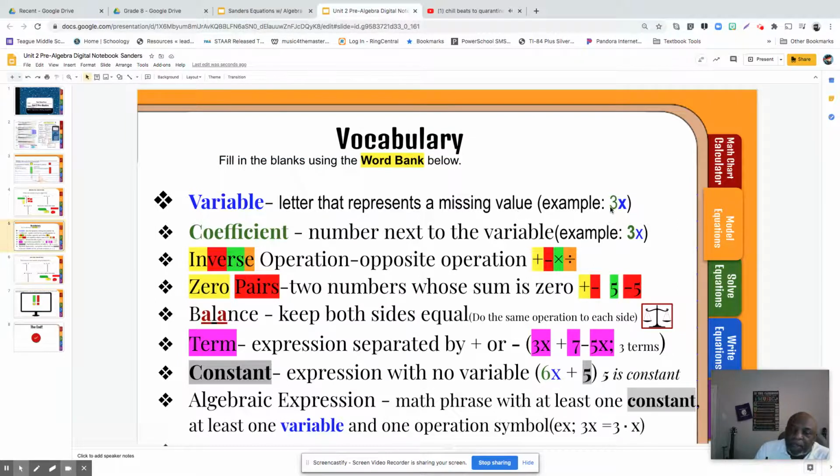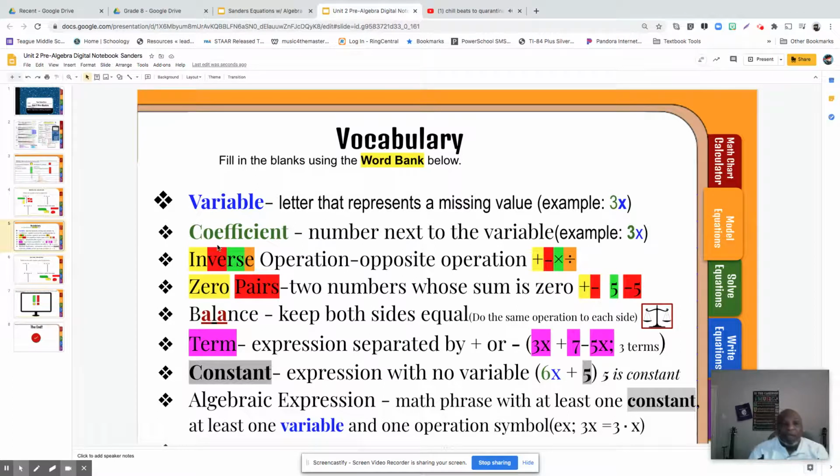So for an example, you may have seen something like 3x or 5x or negative 7x. Well, that letter represents a missing number. So this really means 3 times some missing number. So they use a letter in algebra to represent that missing number. So that's what a variable is. It's simply a letter that represents some missing value.